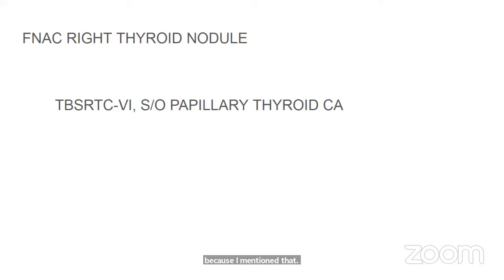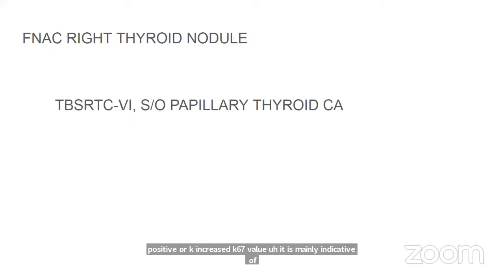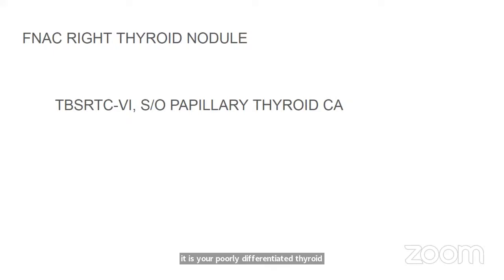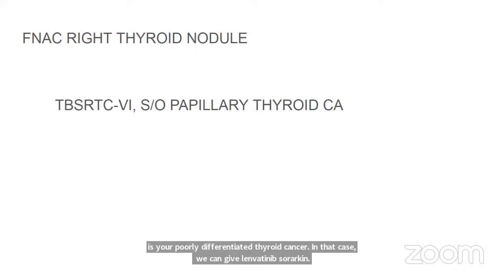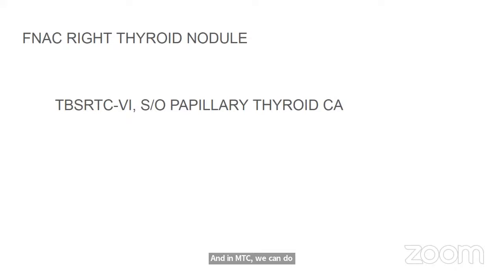BRAF mutation is seen in radioiodine refractory PTC, so in that case we can give dabrafenib, vemurafenib, or a MEK inhibitor like trametinib. PD-L1 we can test, and if positive, we can give immune checkpoint inhibitors like pembrolizumab and nivolumab. P53 positivity or increased Ki-67 is mainly indicative of ATC or poorly differentiated thyroid cancer, where we can give lenvatinib, sorafenib. In MTC, we can do ALK testing and give crizotinib.